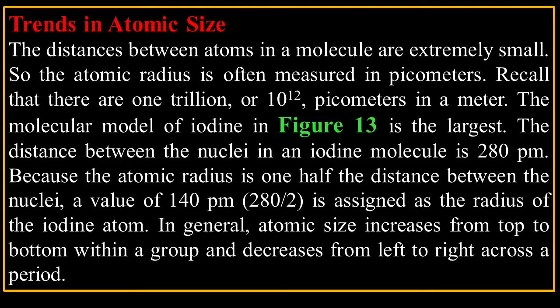The molecular model of iodine in figure 13 is the largest. The distance between the nuclei in an iodine molecule is 280 picometers. Because the atomic radius is 1/2 the distance between the nuclei, a value of 140 is assigned as the radius of the iodine atom. In general, atomic size increases from top to bottom within a group or family and decreases from left to right along the period of the periodic table.